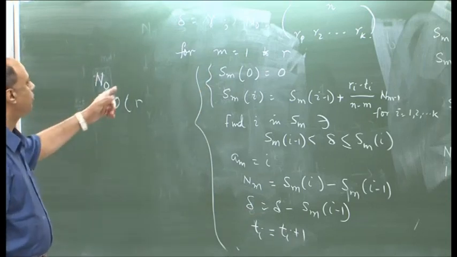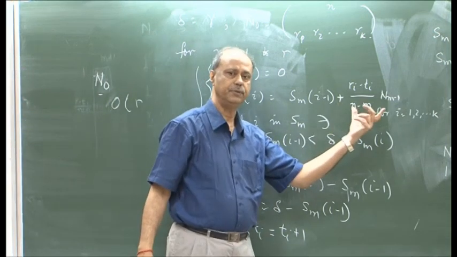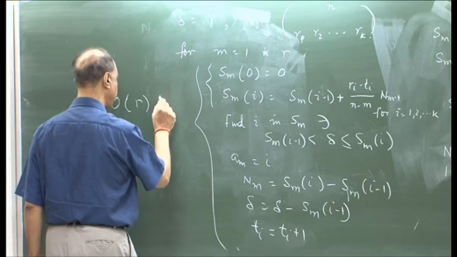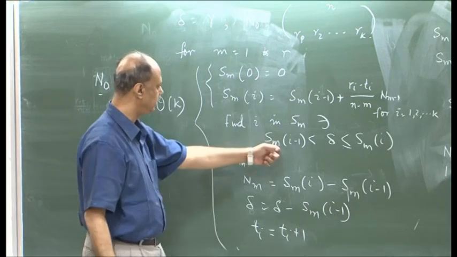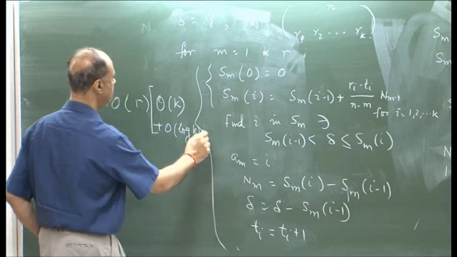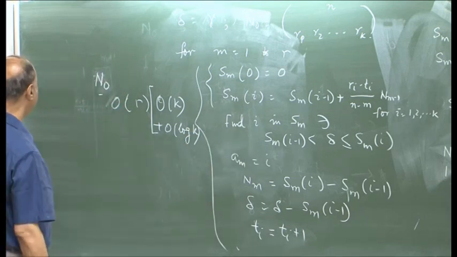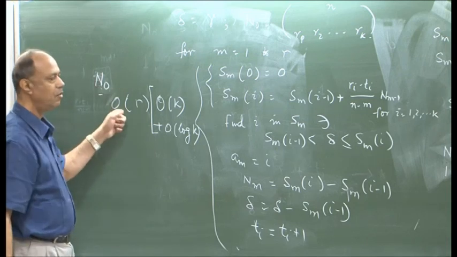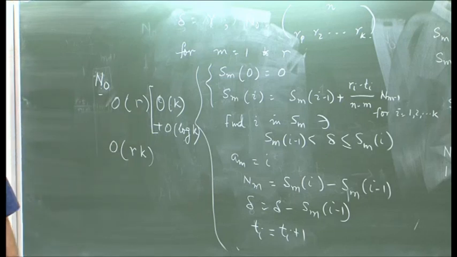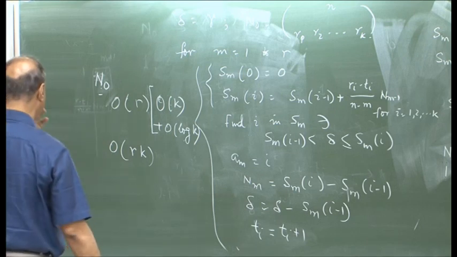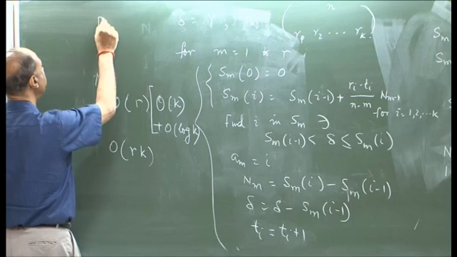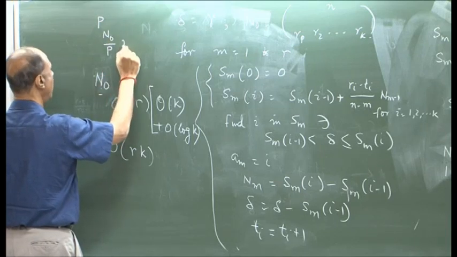Now observe, there is an addition in between, and that addition is of size k. So order R into order k, plus order log k. This is a binary search, so order log k. So the complexity becomes, if I have N0 processors, order R into k, because log k comes much less compared to order k. Now, since this can be written in an adaptive manner, suppose I have P processors, then the time complexity becomes order N0 over P times R into k.